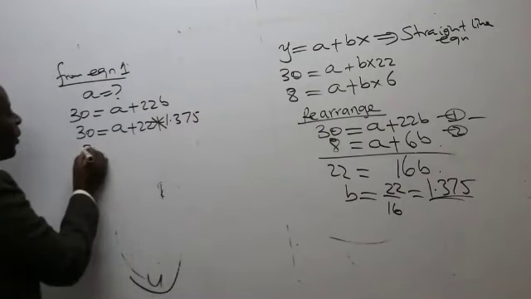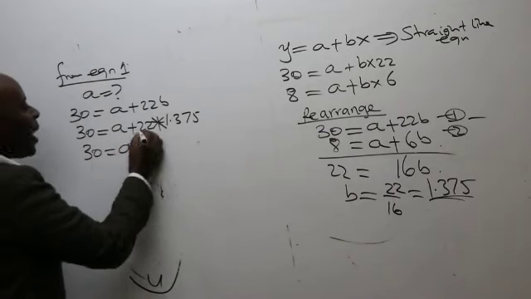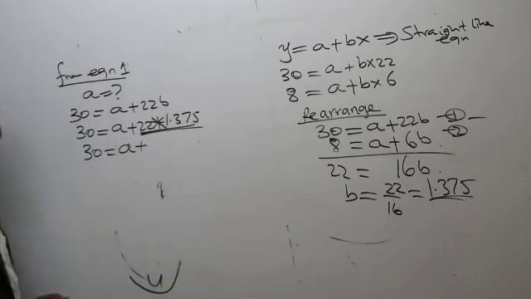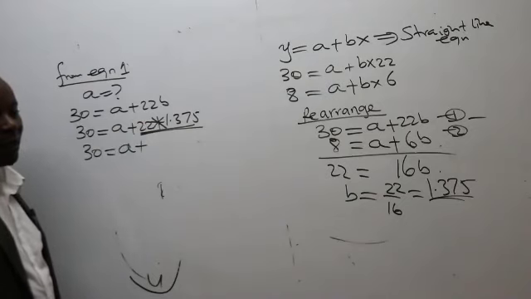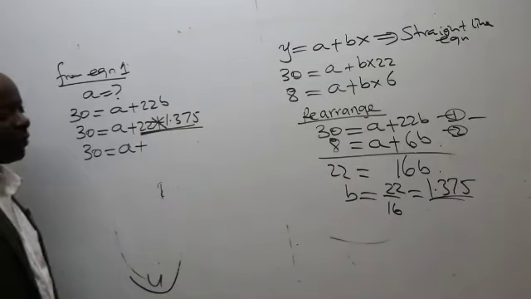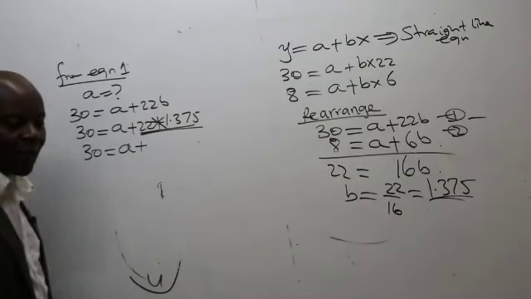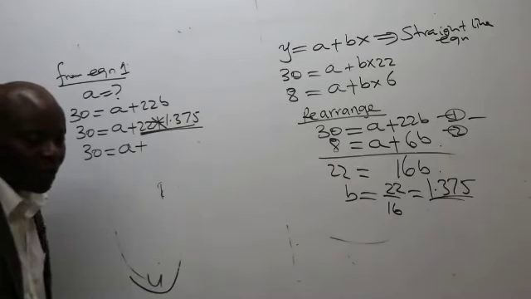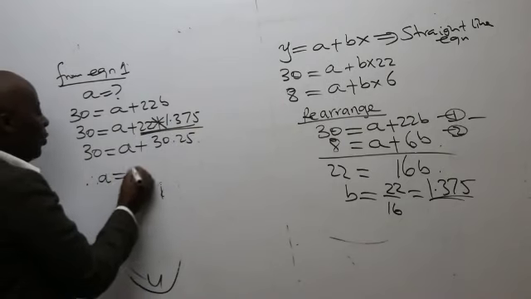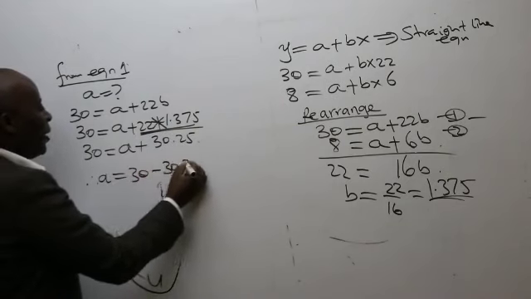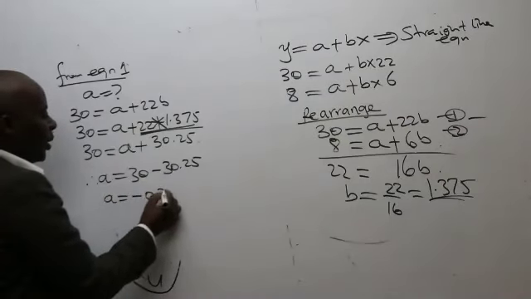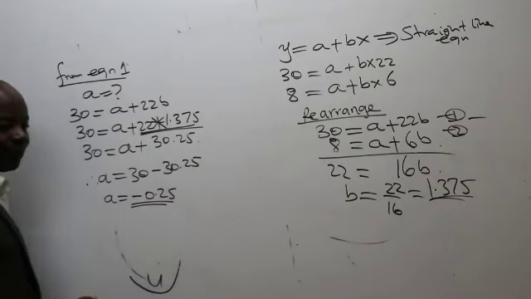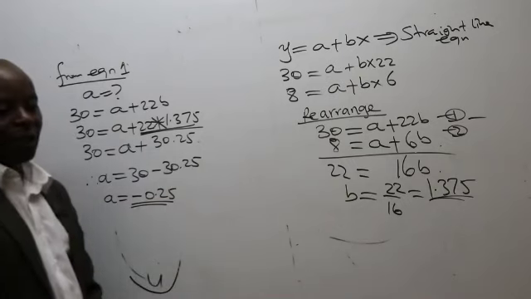Meaning, ladies and gentlemen, that our 30 will be equal to A plus, could you kindly give me this? What is 22 times 1.375? Can somebody give us this figure? So according to Hillary, this is 30.375. Thank you very much. Therefore, our A will be 30 minus 30.25, which will end up giving us what figure, somebody here? Minus 0.25. Thank you very much, Faith.